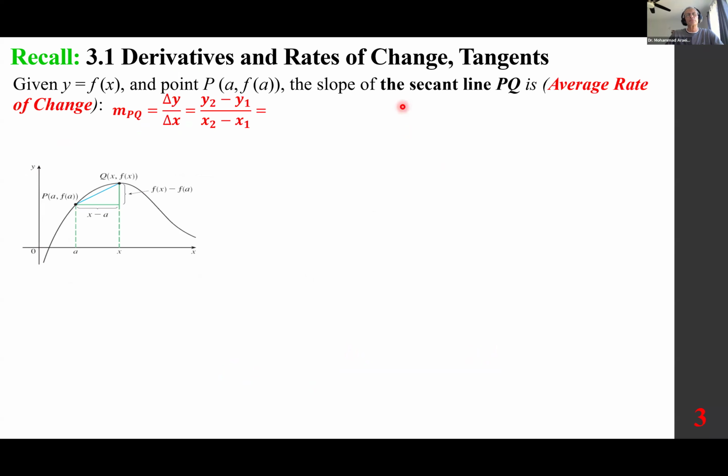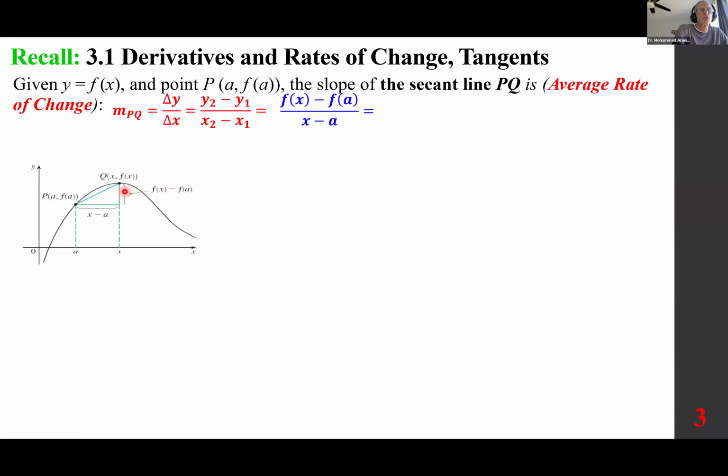So recall, in the previous section, y equals f of x and point A and f of A gave us the secant line PQ and the average rate of change of y with respect to x. M, the slope of PQ, delta y over delta x, y sub 2 minus y sub 1 over x sub 2 minus x sub 1.